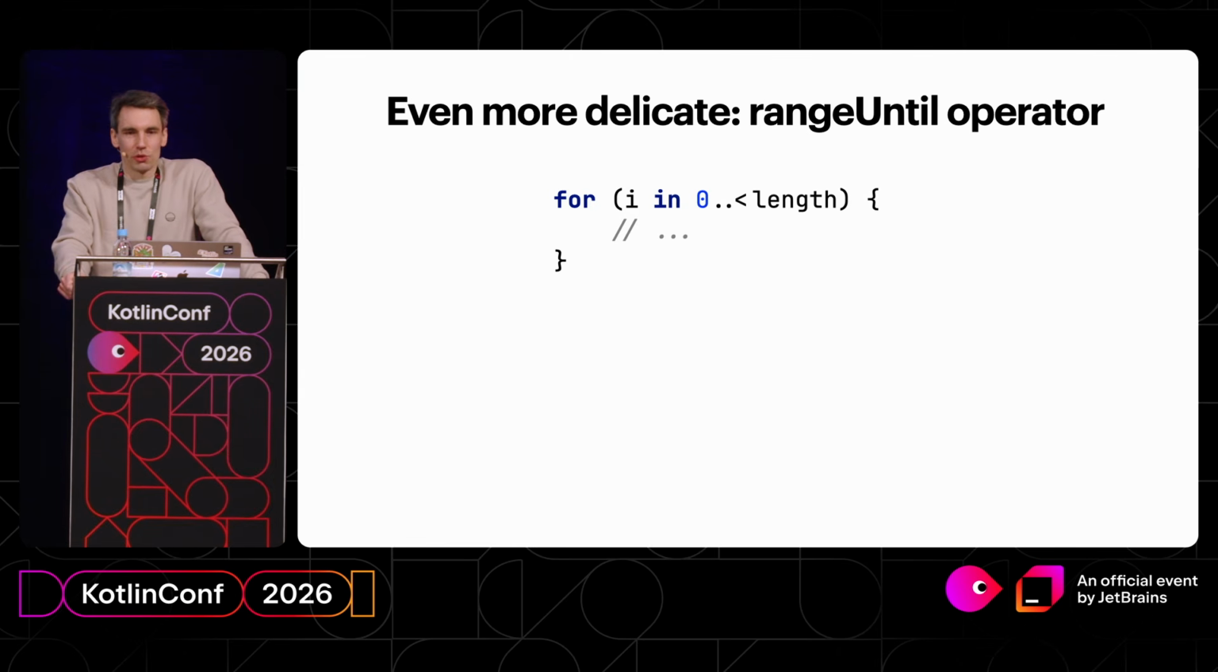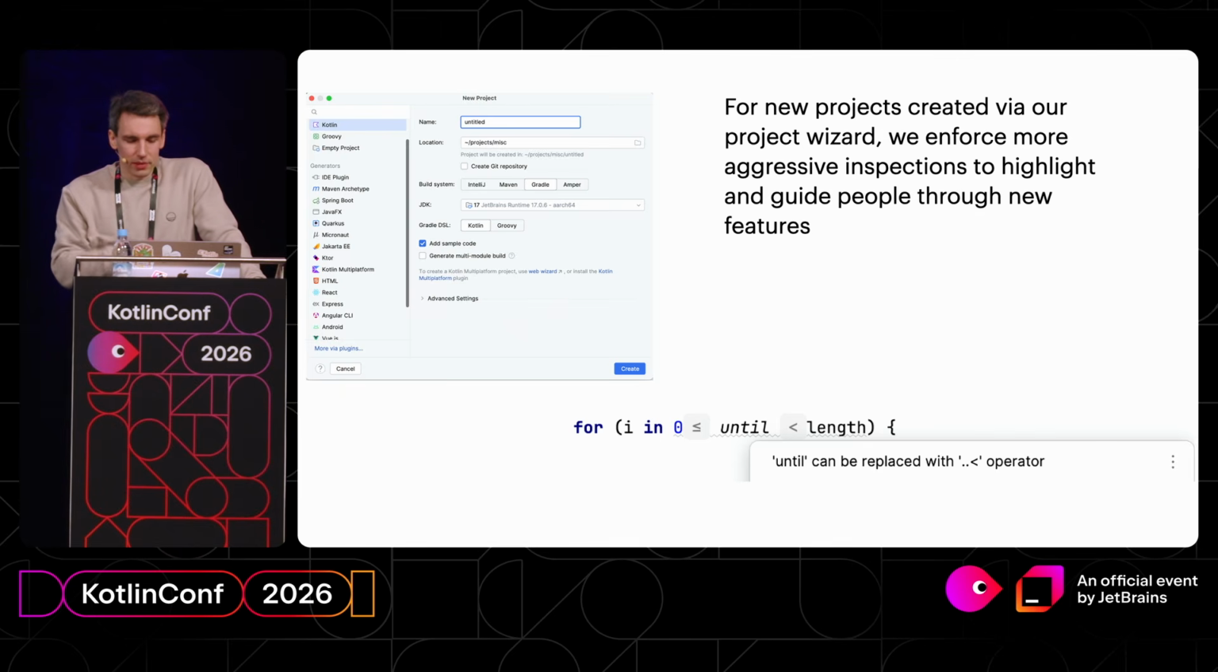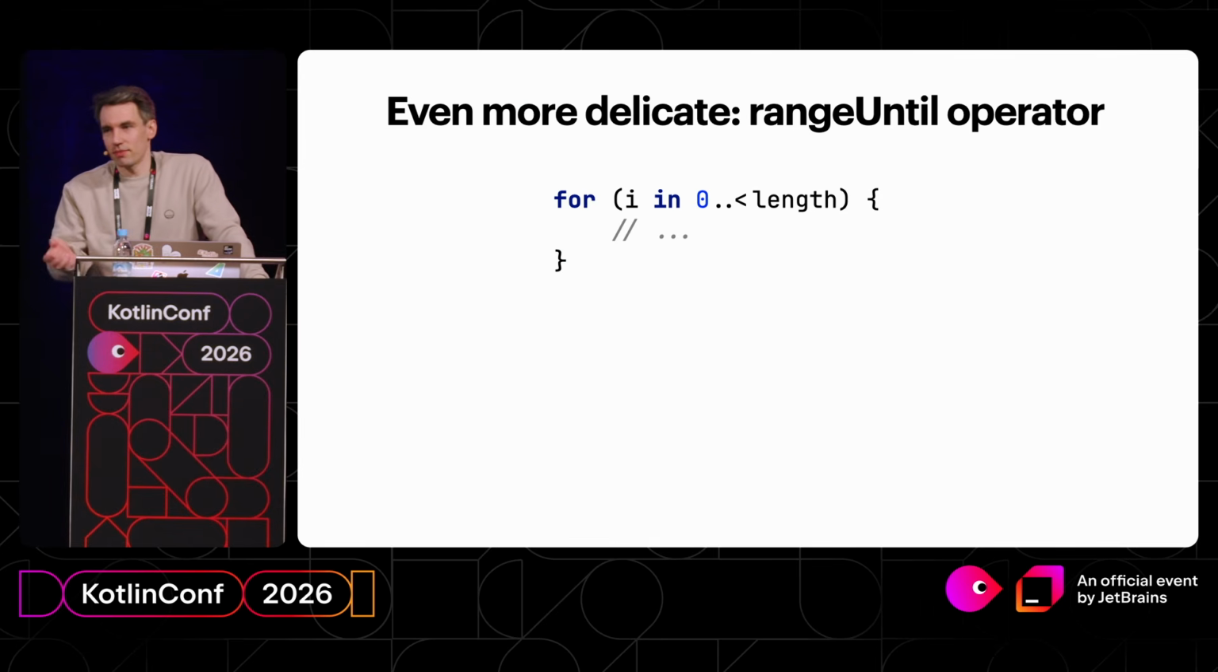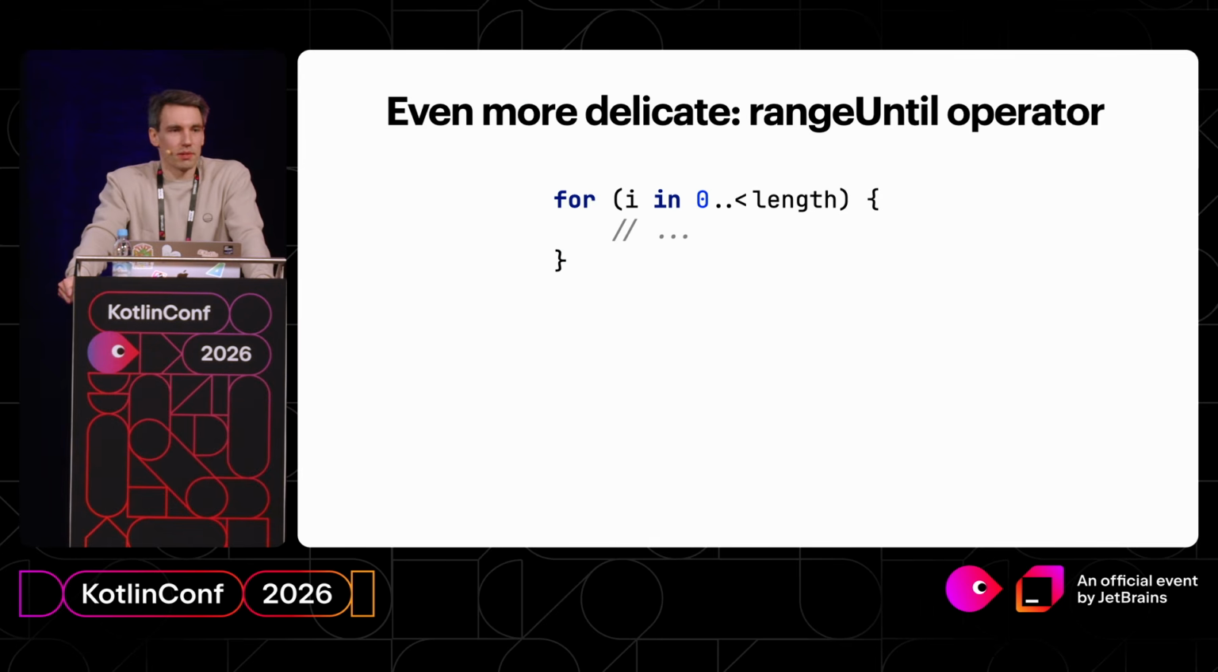So let's introduce a new feature that will explicitly tell in the syntax that this range is exclusive, and use this less operator after dot dot. But again, most programs are fine. They were using until, and there are many of them. We don't want to emit a compiler warning because most likely your program is okay.